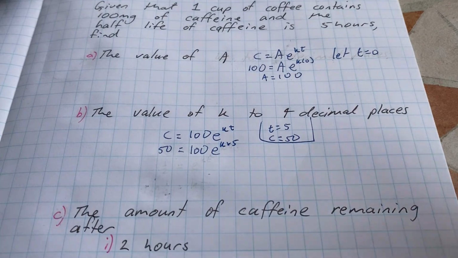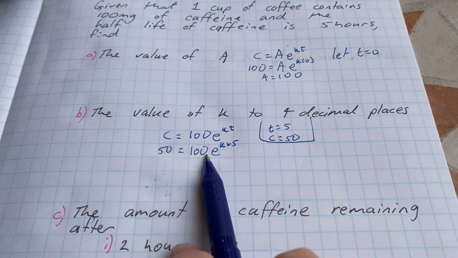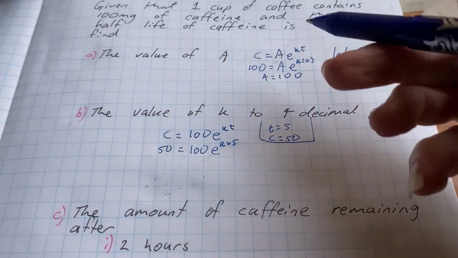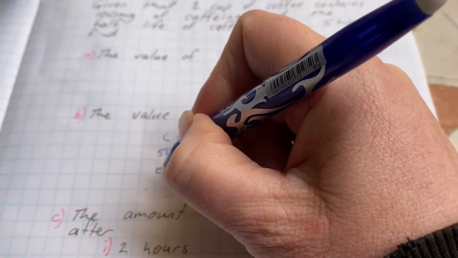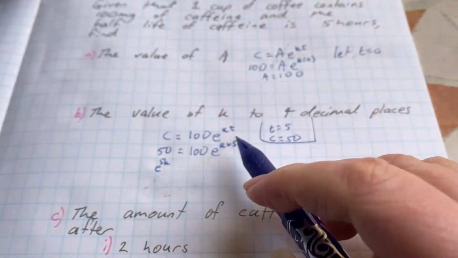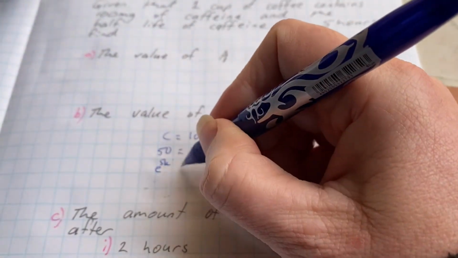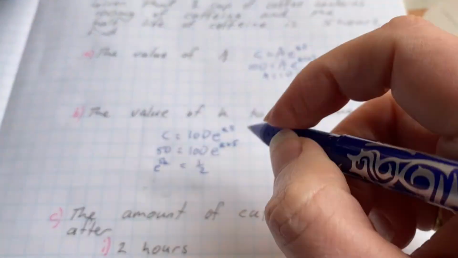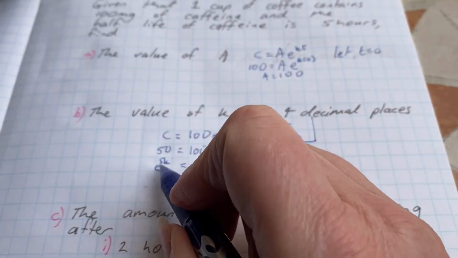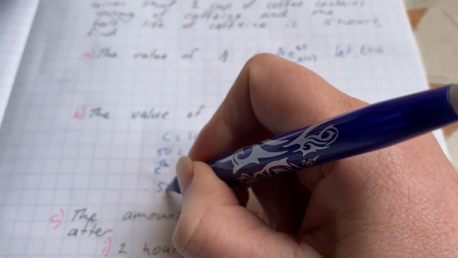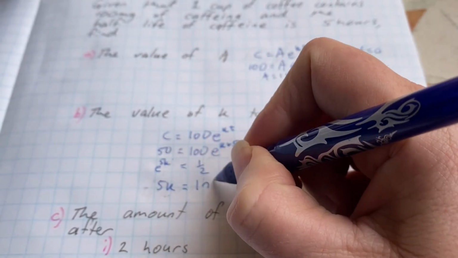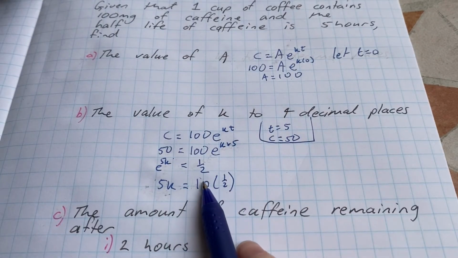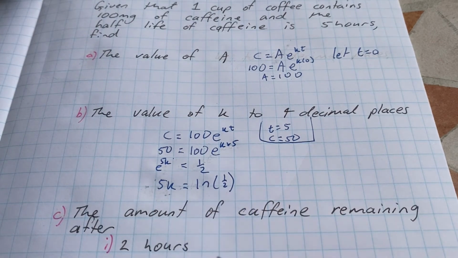Now we just need to solve that equation. I'm going to divide each side by 100, but I'm also going to turn it around and write this on the left and this bit on the right. So I'm going to get e to the 5k, k times 5, I put 5k, equals half, because that's 50 divided by 100. I'm going to take the natural log of each side to undo this e. So 5k equals log of half. Remember from our log laws, I could write that as negative log 2 as well if I wanted to.